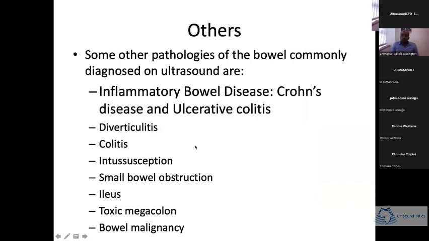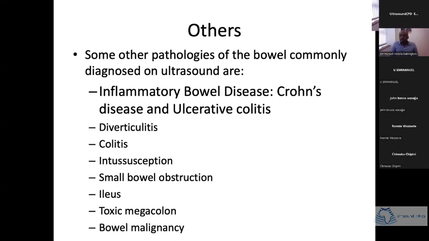So we can go on now to just a highlight and overview of some other pathologies that we commonly find in the bowel. The next quite common pathology we find is inflammatory bowel disease, which includes Crohn's disease and ulcerative colitis. This is the aspect that we'll be talking about in the next 15 minutes or so, and that's going to conclude today's presentation.